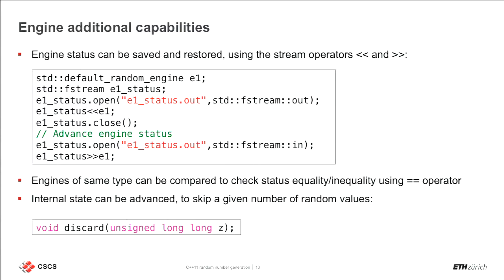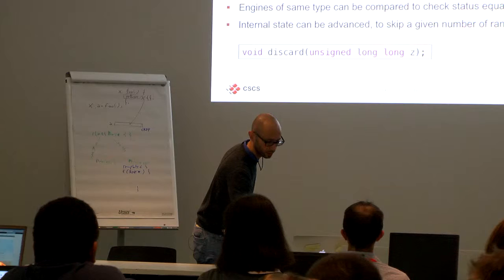Engines of the same type can also be compared. There is an implementation of the equal operator that gives you the possibility to check the status of two engines. They basically compare the internal state. And you can also discard a set of numbers, if you want to make a kind of selection on the sequence of random numbers that are produced.